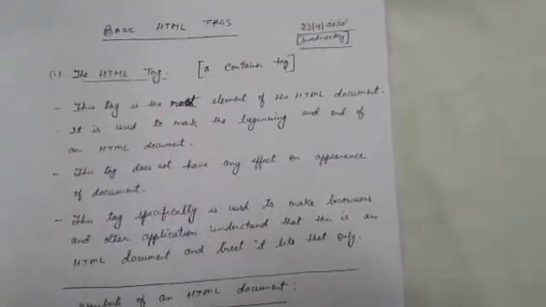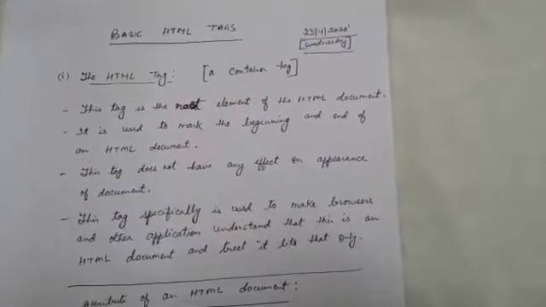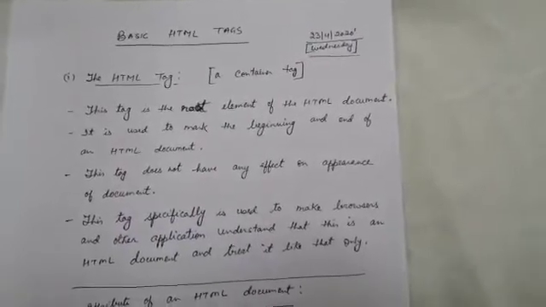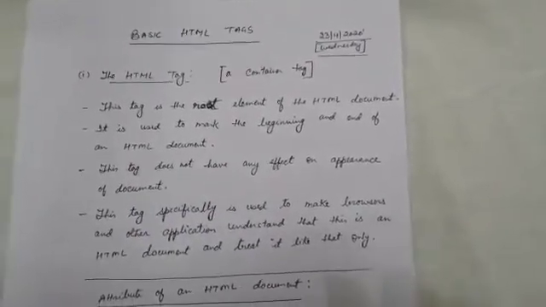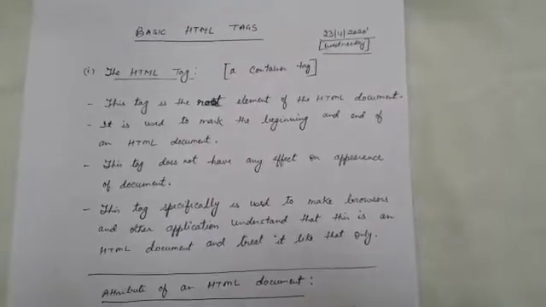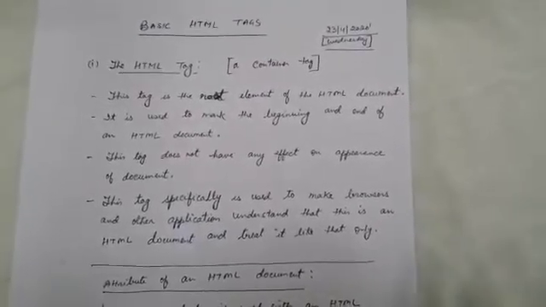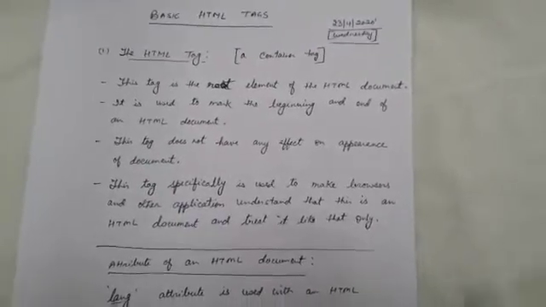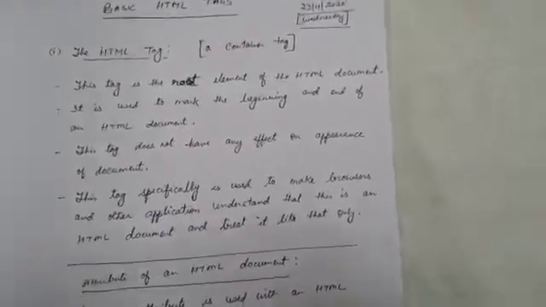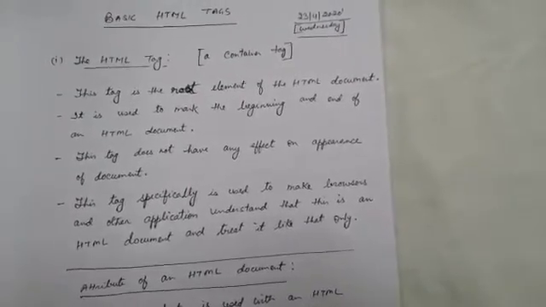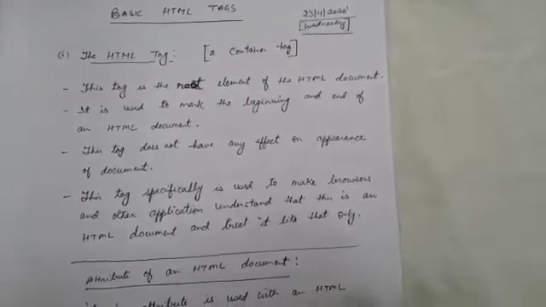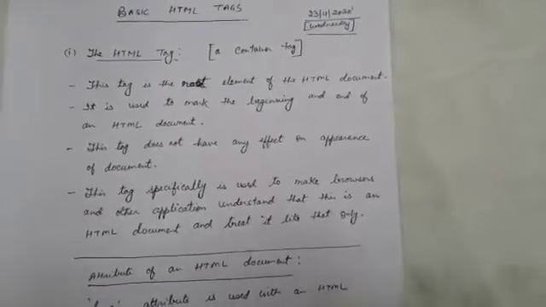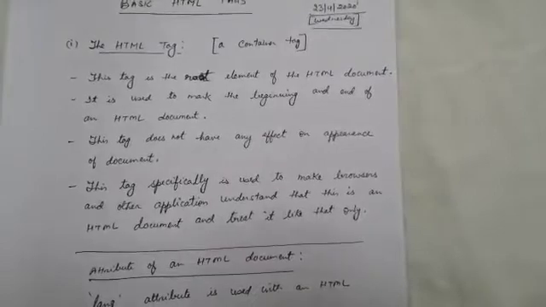So from here you can also make your notes. See, the basic HTML tags are, first of all, the HTML tag. What is the HTML tag? It is the starting tag of any HTML document. It is a container tag actually, and it starts the document. This tag is the root element of the HTML, and it does not have any effect on the appearance of the document. That means if you are writing HTML, it will not affect the format of your document.